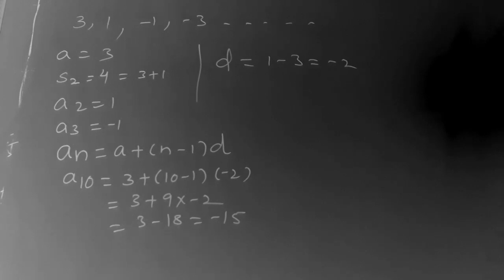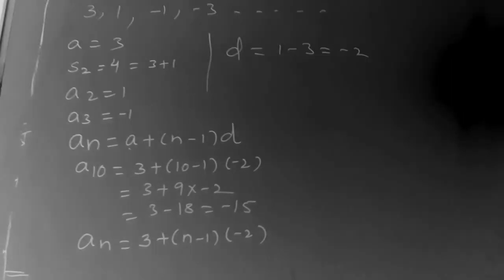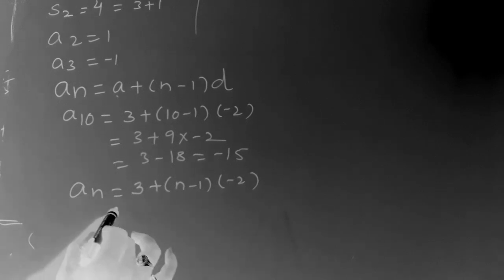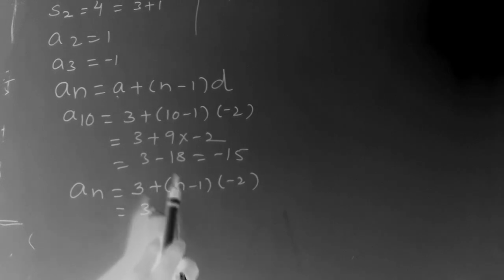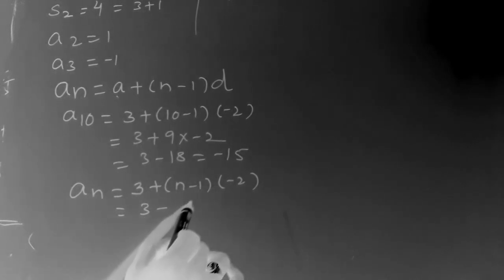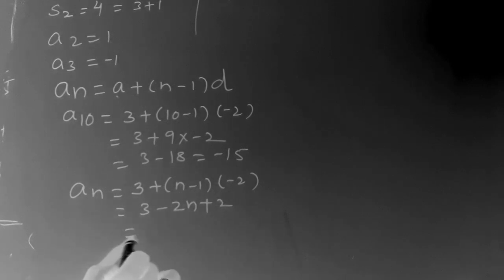And he is asking to find the nth term. A is 3 here. The n value we don't know. Minus 2 is the difference. So 3 plus n minus 1 into minus 2. Plus into minus is minus, 2 into n is 2n. Minus into minus is plus 2. So 5 minus 2n is the value of the nth term of the given series.